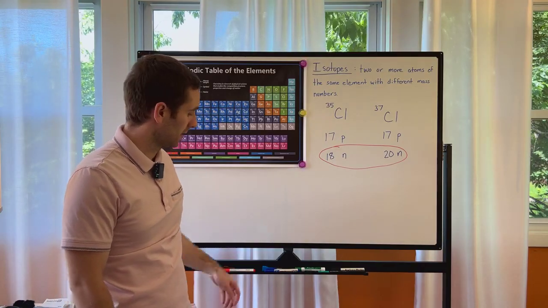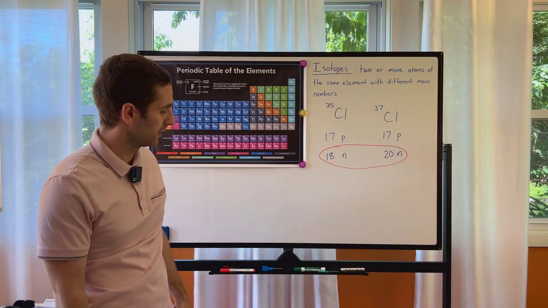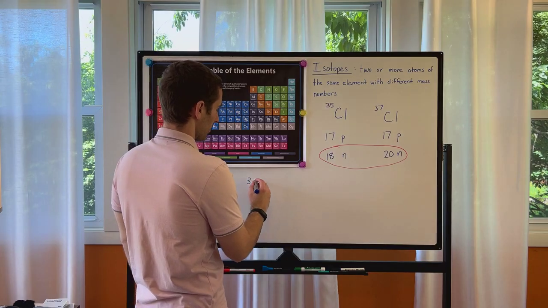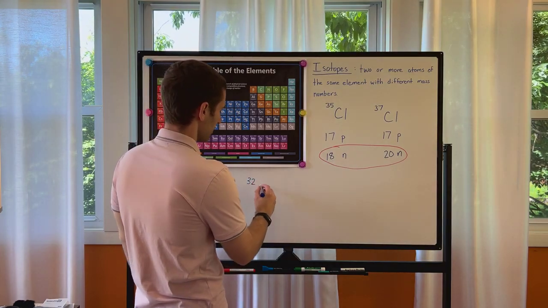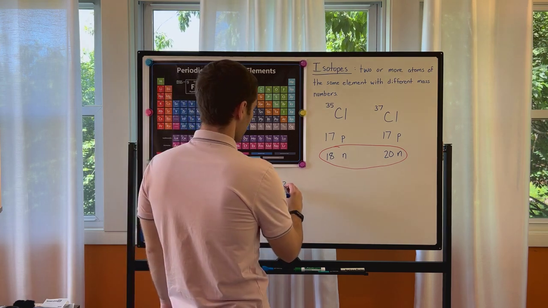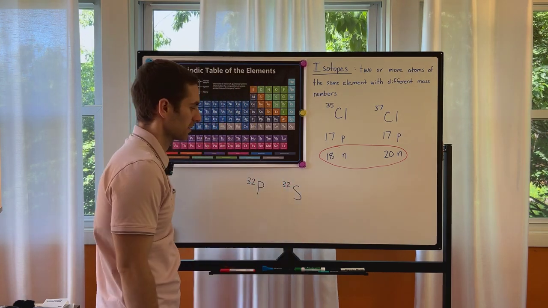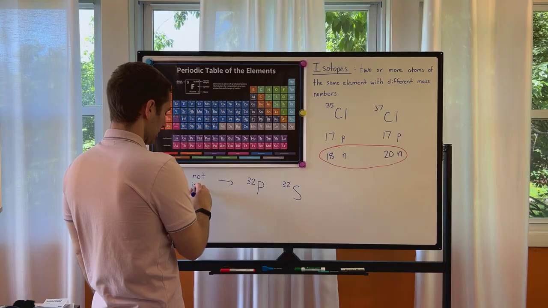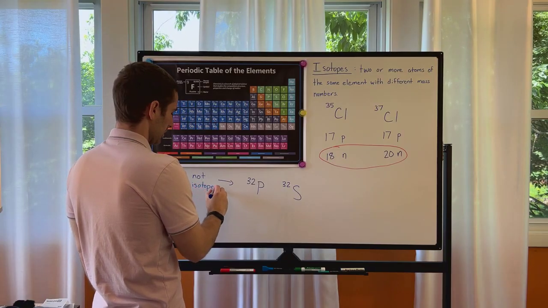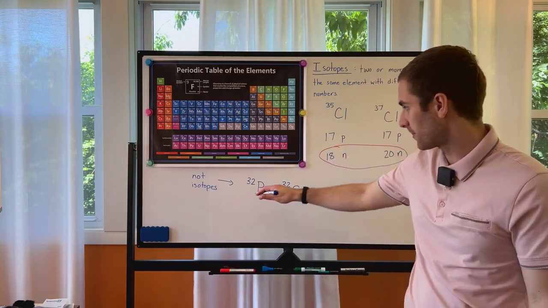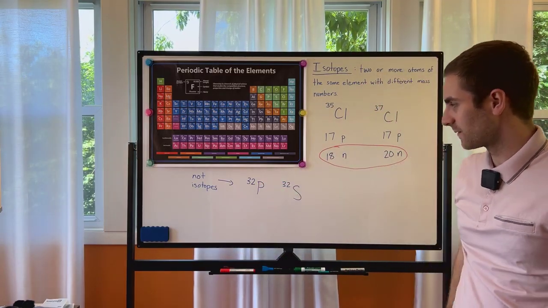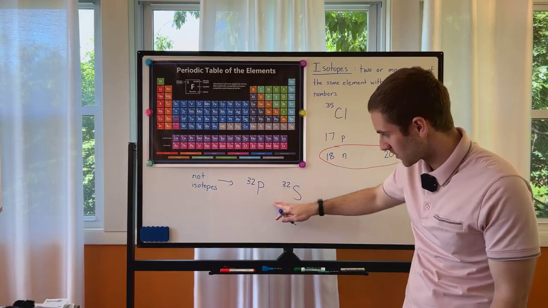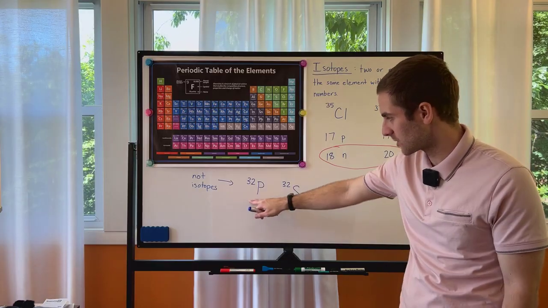Now keep in mind, let's look at another example of what would not be considered isotopes. So let's say we had 32P and we had 32S. Okay, these would not be isotopes of each other. This is sort of the opposite. They have the same mass number, but they're different elements, and that can happen as well, but we do not call those isotopes. There's really no special name for the relationship between these.